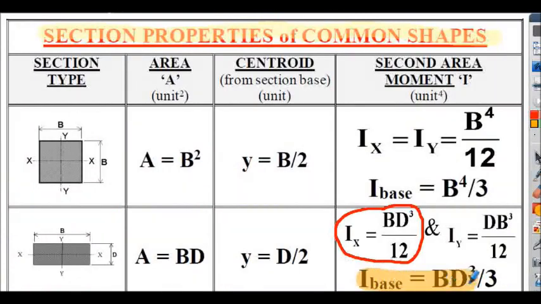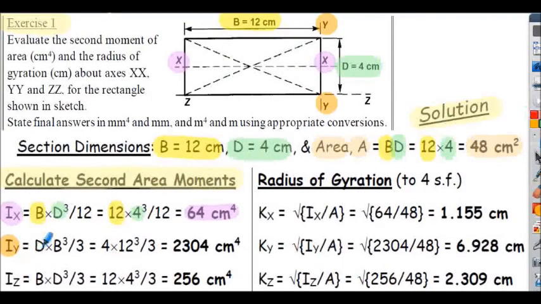The I about the base of the triangle shown here would be about this location here, would be BD cubed divided by 3. But if we wanted about this location here, then we would interchange the B and the D. So the I would be DB cubed divided by 3. And that's what we're showing here, DB cubed divided by 3. Inserting the values, we find the I about the y-axis is 2,304 centimetres to the 4.